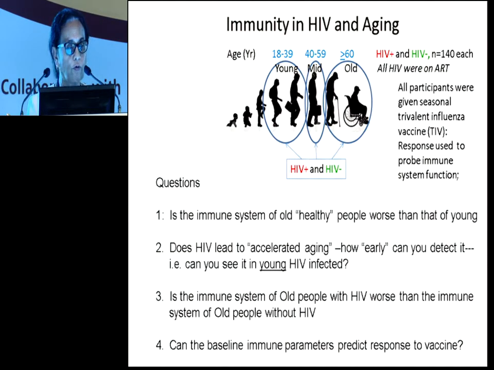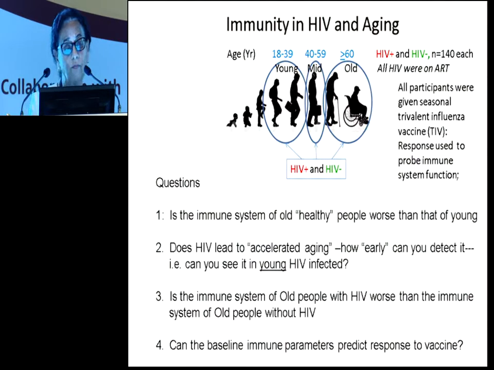And there were 4 questions that we wanted to address. Is the immune system of old, healthy people worse than that of young, healthy people? And second, does HIV lead to accelerated aging? Meaning, do these young people become like old people if they are infected with HIV? Third, if old people get HIV, or we see HIV in the aging population, is it worse in them than it is in HIV-negative people?